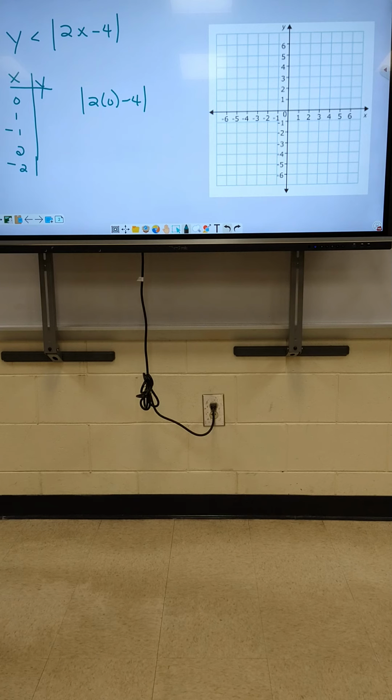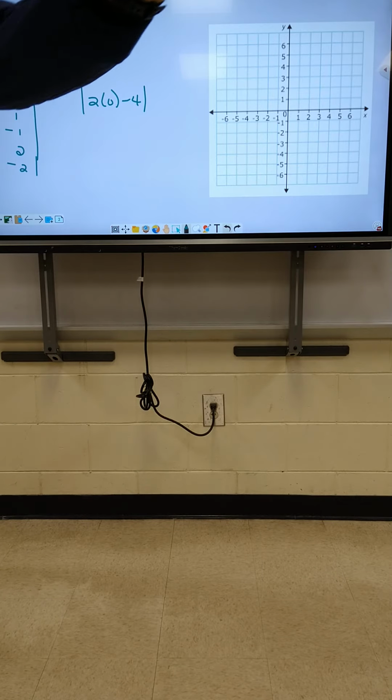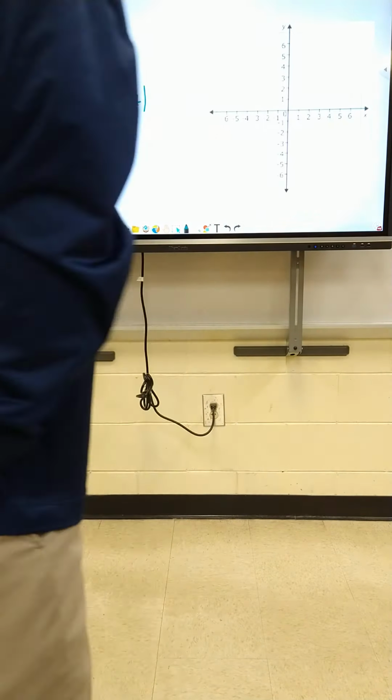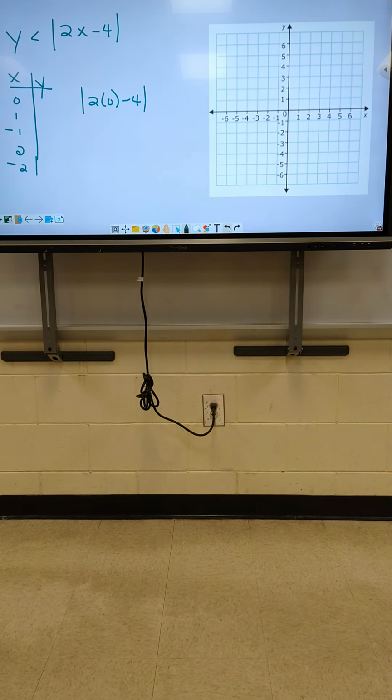So I need to show y'all where the absolute value button is. I don't think I've showed y'all yet. Go to math. Arrow over one time. Number 1 is absolute value. Enter that in. Tell me what you get. Positive 4? Yeah, positive 4.